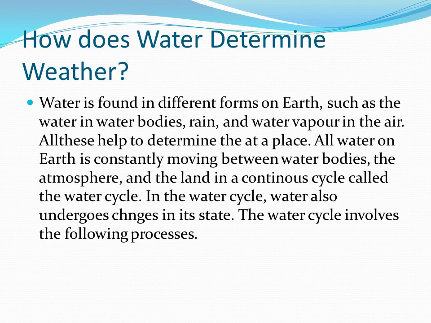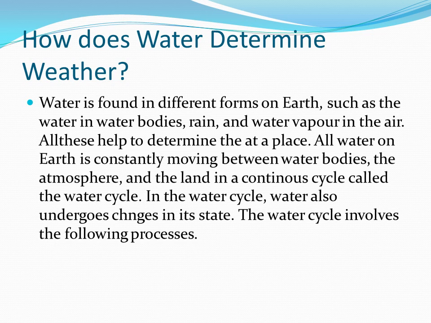All water on the earth is constantly moving between water bodies, the atmosphere and the land in a continuous cycle, which is called the water cycle. Water is present in the water bodies, in the atmosphere and on the land, in a continuous cycle called the water cycle. In the water cycle, water also undergoes changes in state. The water cycle involves the following processes.